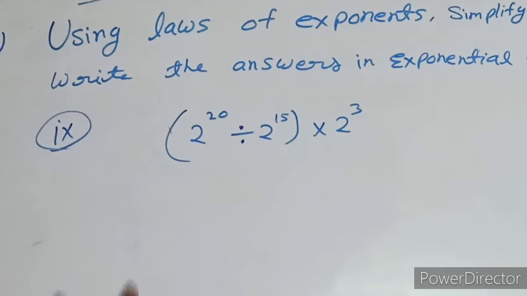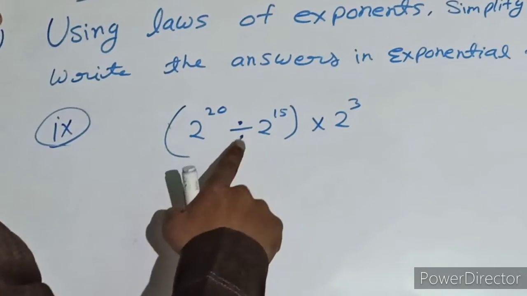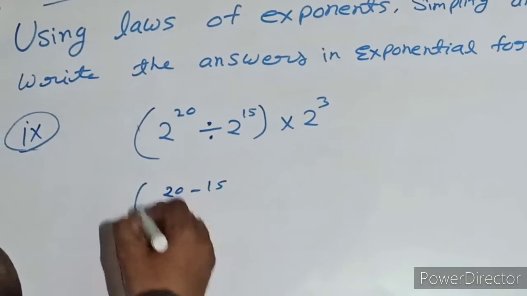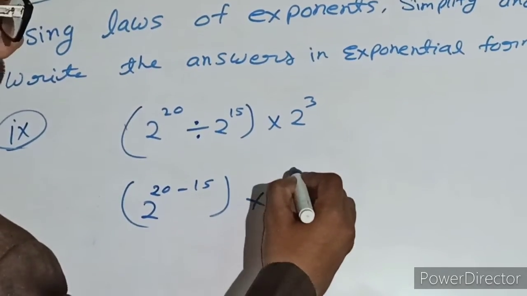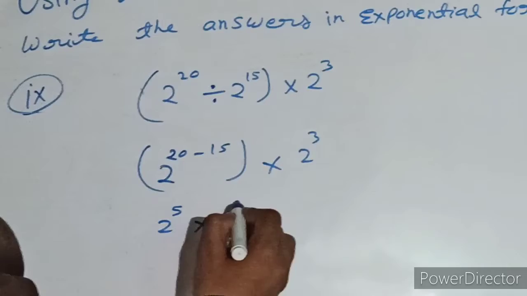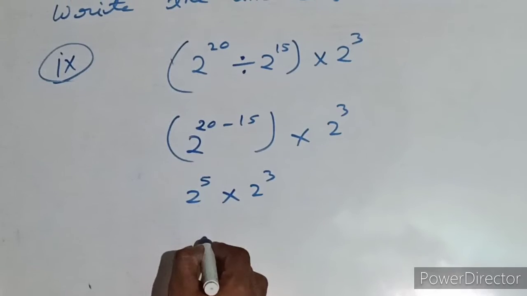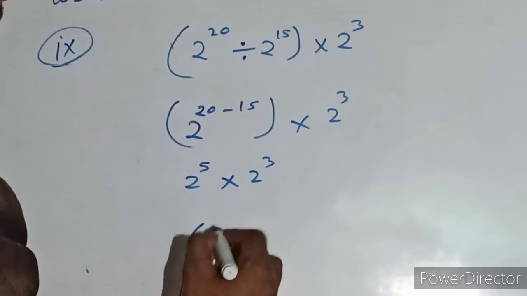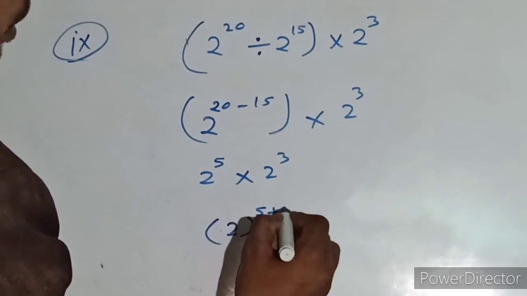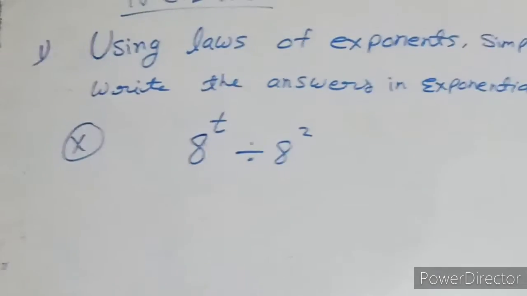Now look at question number 9. Here the base is same and the sign is division. So we will minus the powers, 20 minus 15, and the base will remain same. Now 20 minus 15 is 5, times 2 raised to the power 3. Now here the base is same and the powers are different, and the sign is multiply. So 5 plus 3 means 2 raised to the power 8. So this is the answer.